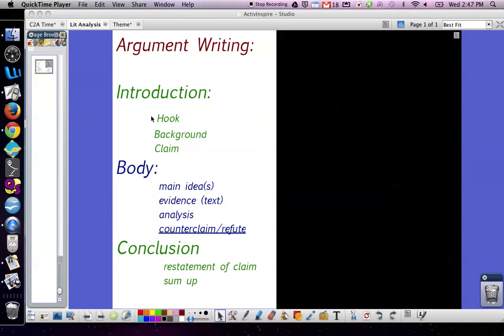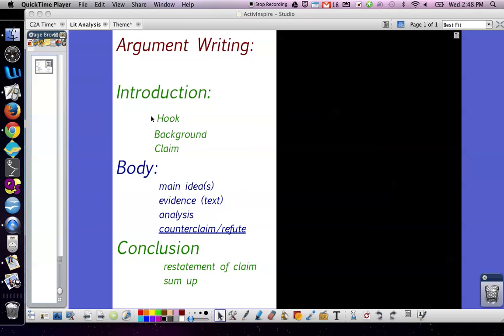You're also going to have an analysis. This is where you're explaining how your evidence supports your claim. And finally, you have to have a counterclaim and a refute. That's what makes argument writing. You acknowledge and say what the other side would say, and then you explain and analyze why what they're saying either is wrong or does not matter. You end your argument writing with a conclusion. In your conclusion, you're going to have a summary and a restatement of your claim.